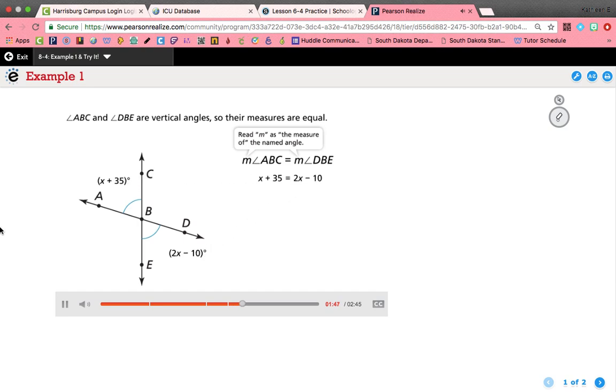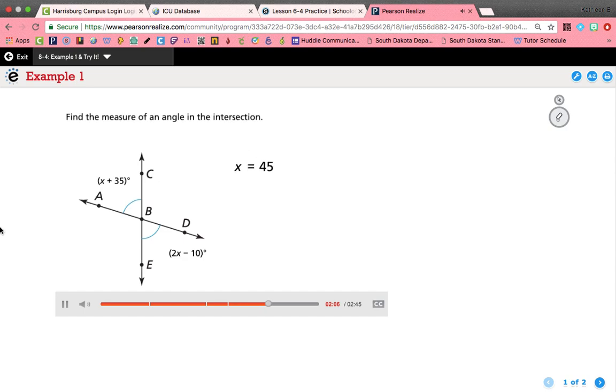Write the equation x plus 35 equals 2 times x minus 10. Solve the equation by adding 10 to both sides and simplifying. Then subtract x from both sides. So x equals 45.